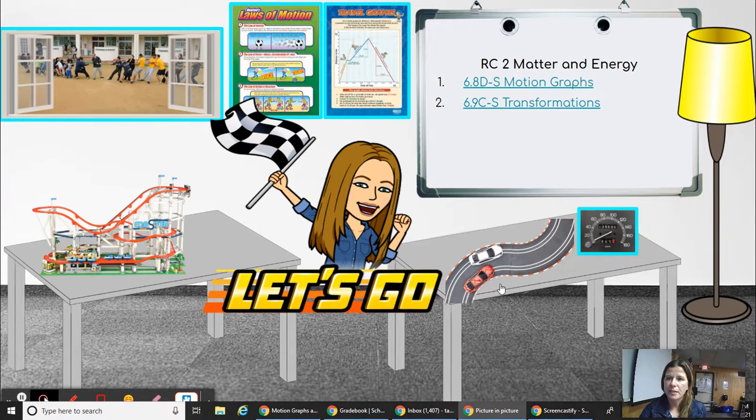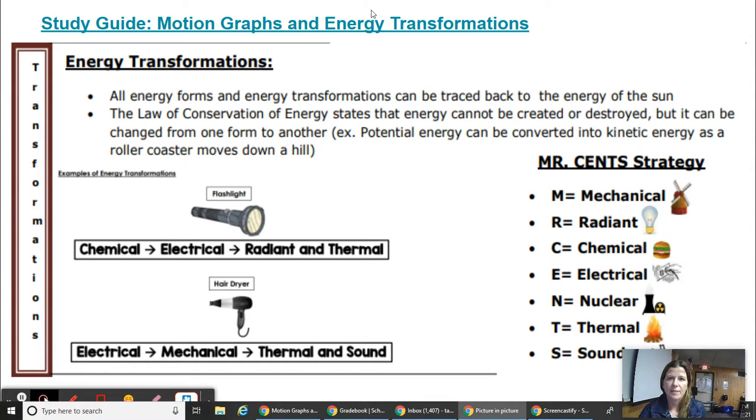Matter and energy. Today we're going to focus on motion graphs and energy transformations. You have a study guide here. It's hyperlinked. It will bring you all to the study guide on energy and motion. So today we're going to look at energy transformation.